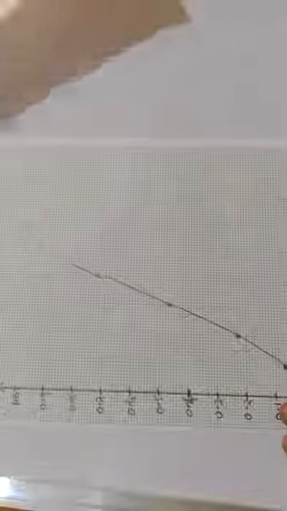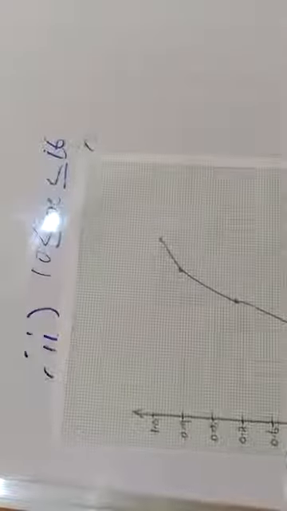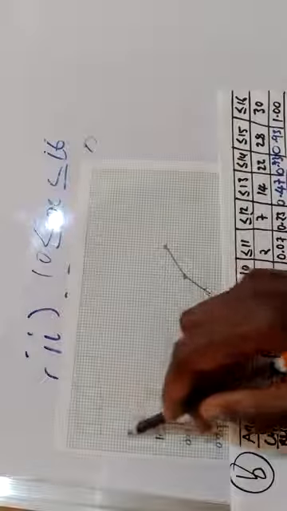Bearing in mind that this table should be on the top here. It's in this space here. This space, that's where this table is supposed to be. So this table, you are supposed to copy it from that space there.